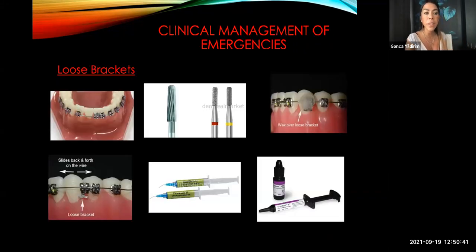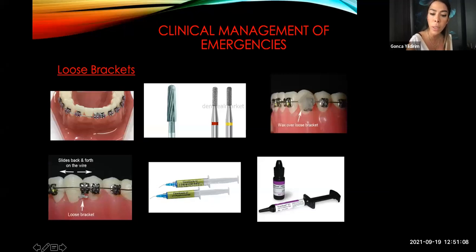What can we do in the clinic when the patient comes with loose braces? First of all, we should remove the residual material on the enamel side. Then we should etch for about 15 seconds. It should not be more, because we are not trying to do a composite restoration. We are just trying to rebond the braces. That's why 15 seconds should be enough.